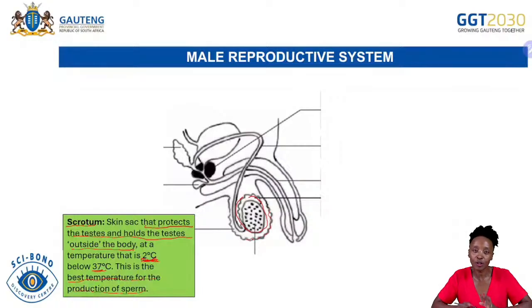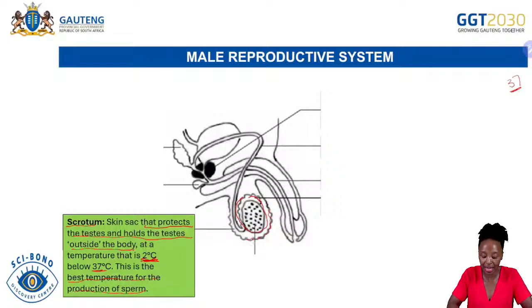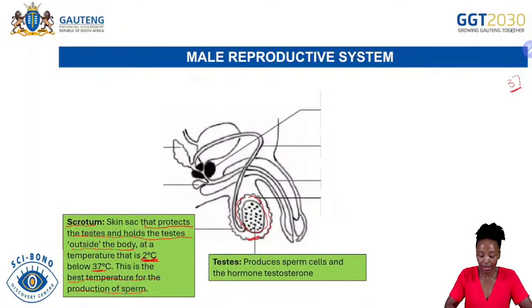So production of sperm cells requires a certain temperature. We all know that our normal body temperature is 37. But sperm cells cannot be fully produced when the temperature is 37. It needs to be less than 37 so that they can be produced. That is why they are outside in this skin sac, which is called the scrotum. And then inside the scrotum, we have the testes, as you can see there.